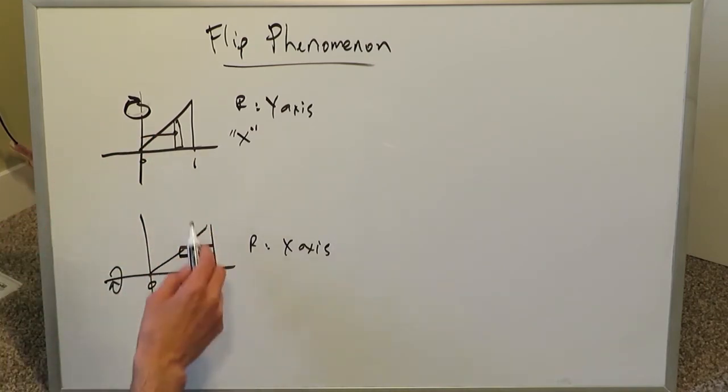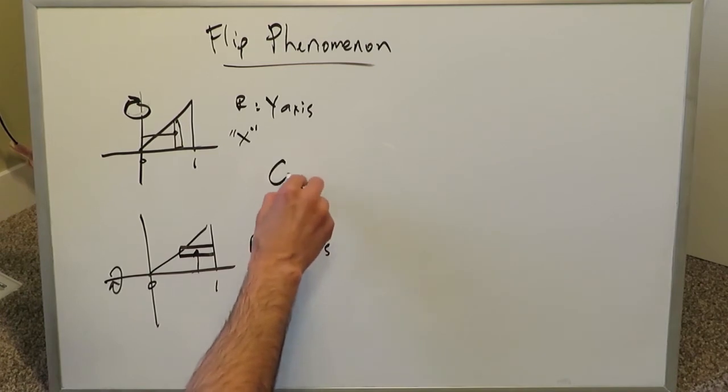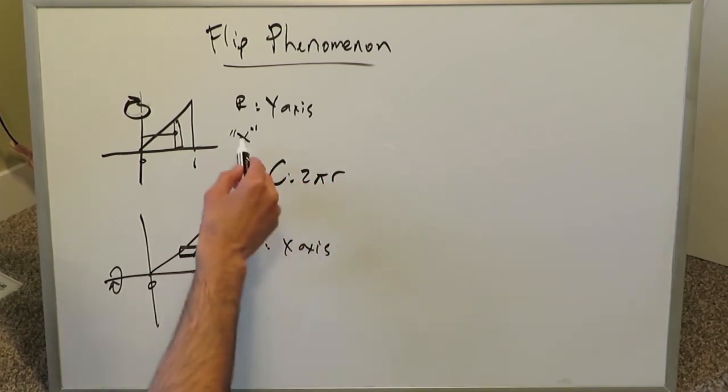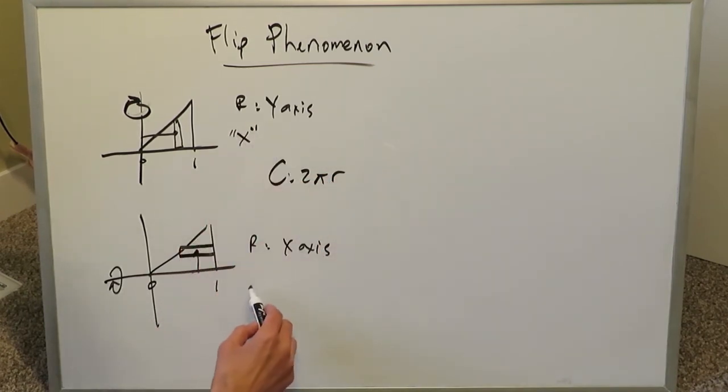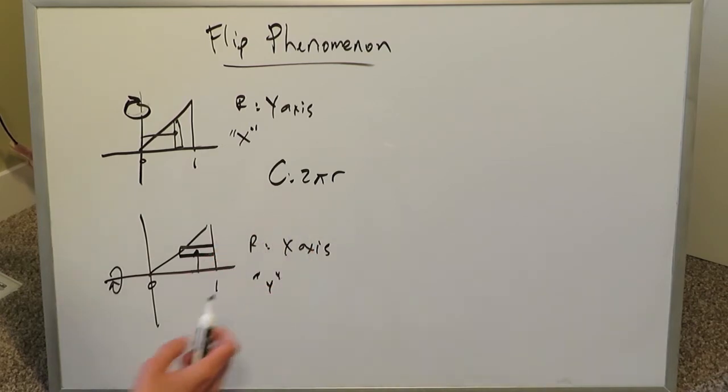But here, when you look across at this circumference formula, which is 2 pi r, in the top example the r is x. Here in the lower example, when you're looking up, you're looking along the y-axis dimension. Here you'd be seeing y come in as your radius.